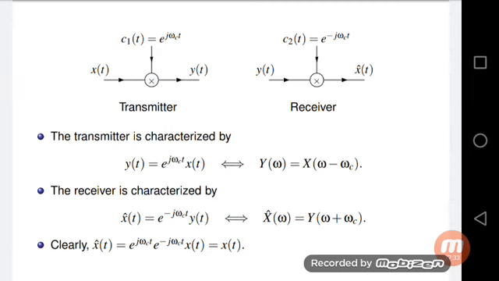The final equation is x cap of t equal to x of t. The circuit diagram already represents clearly that x is the input signal and x cap is also the original message signal. So x is the same as x cap of t. X and x cap represent the original input signals. That's why the equation is like this.